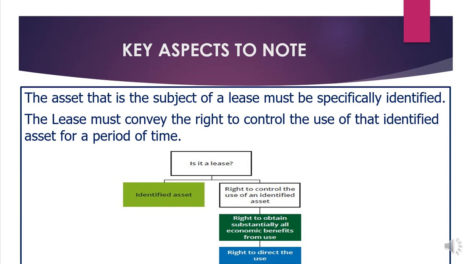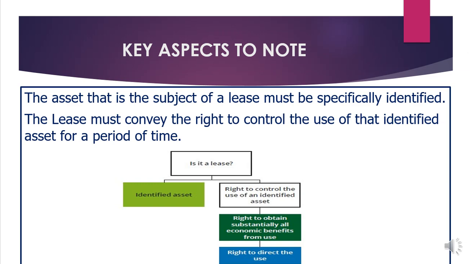There are two aspects that we need to note before we go into the practical application of the standard. One, the asset must be specifically identified. So the asset under the lease must be identified by both parties. Two, the lease must also show the right to control the use of that identified asset for a period of time. So those terms must really be looked at by both parties.